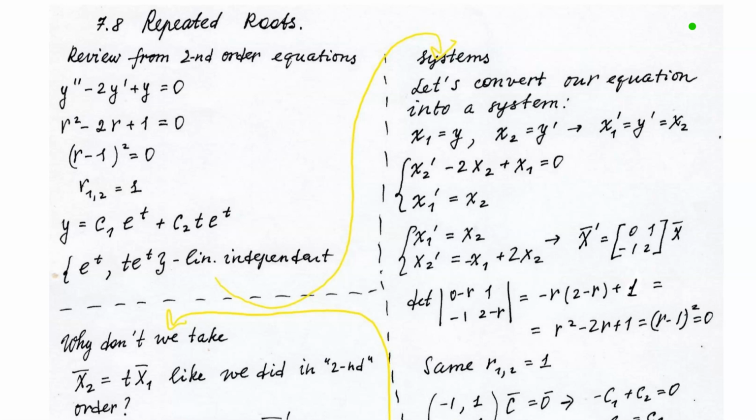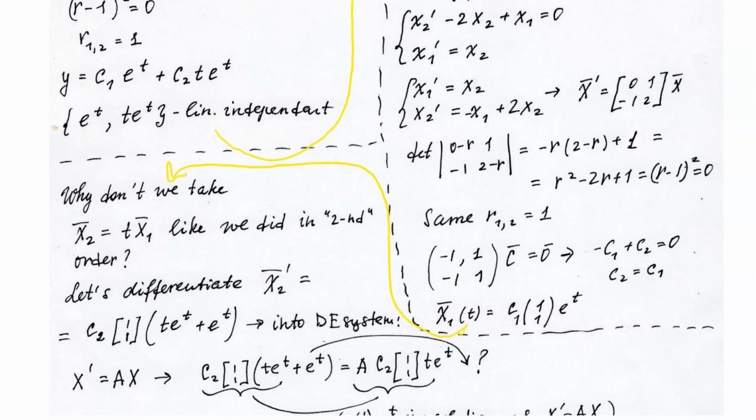A standard system is going to look like x prime equals a matrix of coefficients multiplied by x. We set up the determinant to find eigenvalues, and the determinant is going to produce the characteristic equation, which is exactly the same characteristic equation we had for second order equations. So it's r minus 1 squared, which produces two exactly same roots, 1 and 1. We start solving for the first root, which is 1.